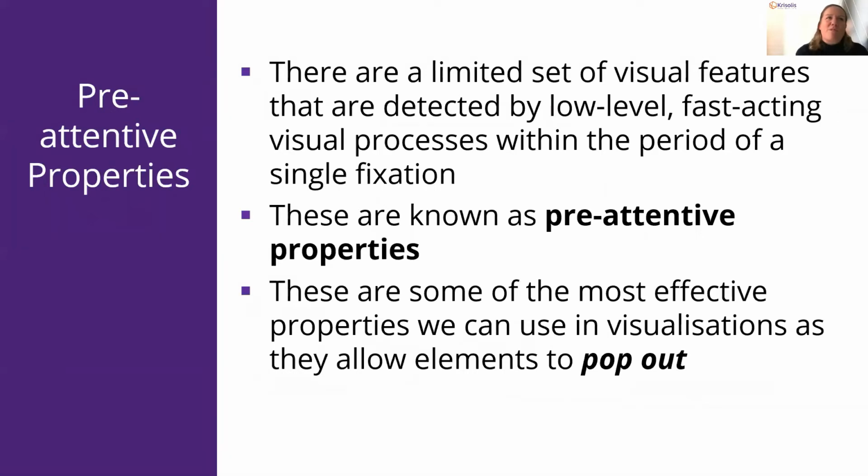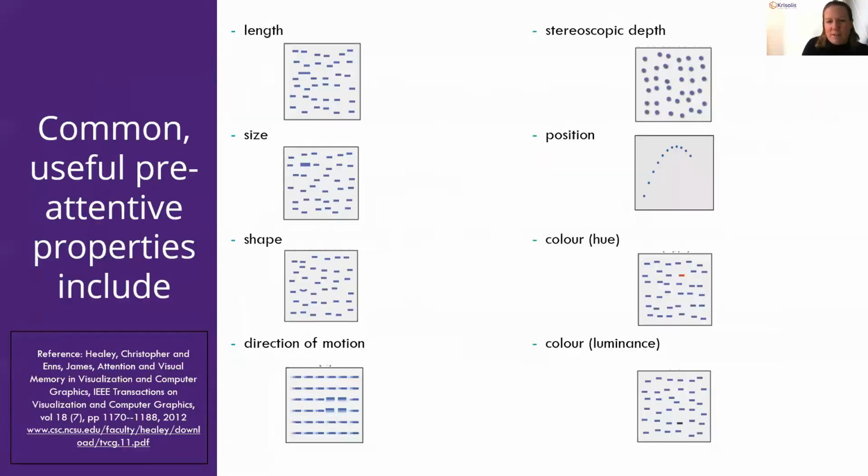A pre-attentive property is one of a limited set of visual features that are detected by low-level, fast-acting visual processes within the period of a single fixation. By single fixation, we mean when we concentrate on one small bit of an image. As we flicker between all these small bits of image, what helps us pick out information really quickly are these pre-attentive properties. They allow parts of a visualization to pop out. So what are they? Obviously color is one.